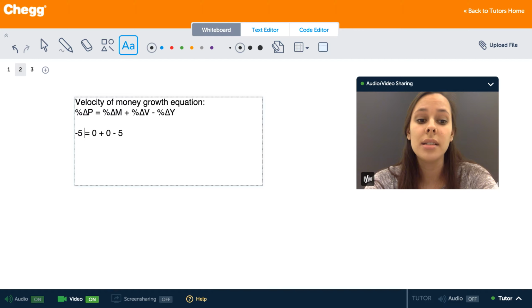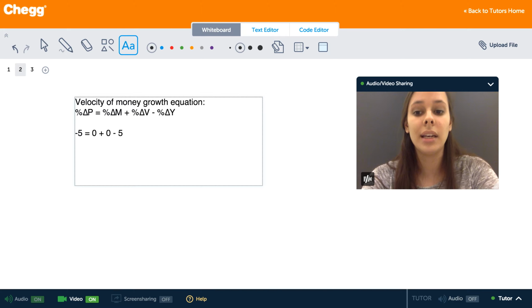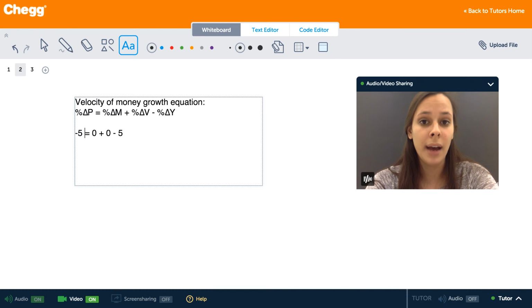So we might see that prices change because the number of dollars in the economy changes, but we might also see prices fall when there are too many goods increasing too quickly and not enough money to keep up with it. Now, why might deflation be bad?